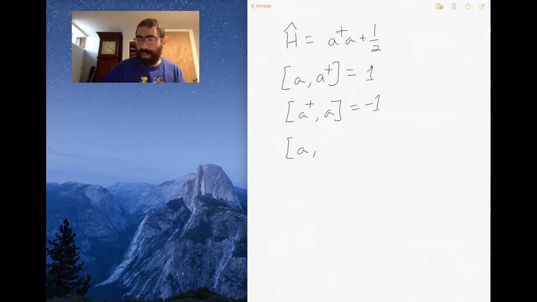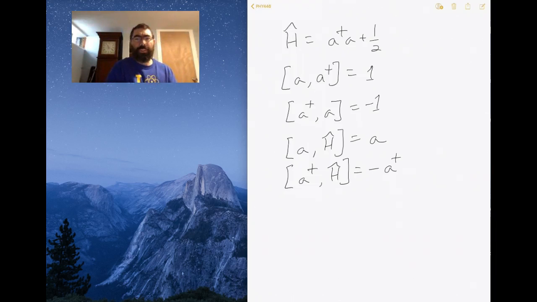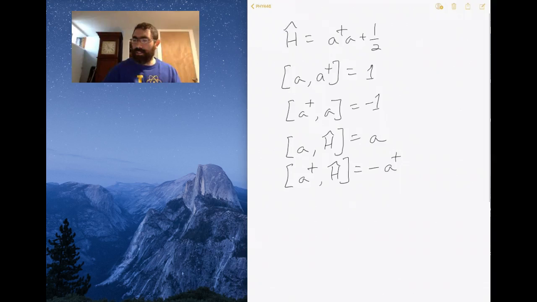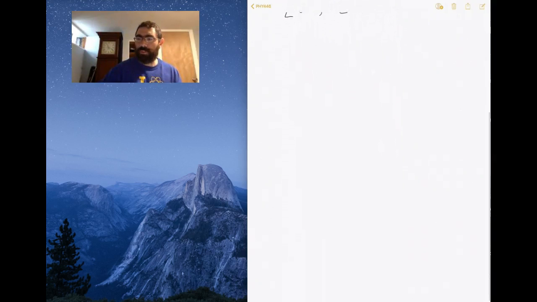The commutator of A and the dimensionless Hamiltonian just gives you A back again. And the commutator of A dagger with the Hamiltonian gives you minus A dagger, so it gives you the negative of that. Okay, so now let's start looking at the energy. What if we apply an operator product of the Hamiltonian and the A operator with our dimensionless energy states?